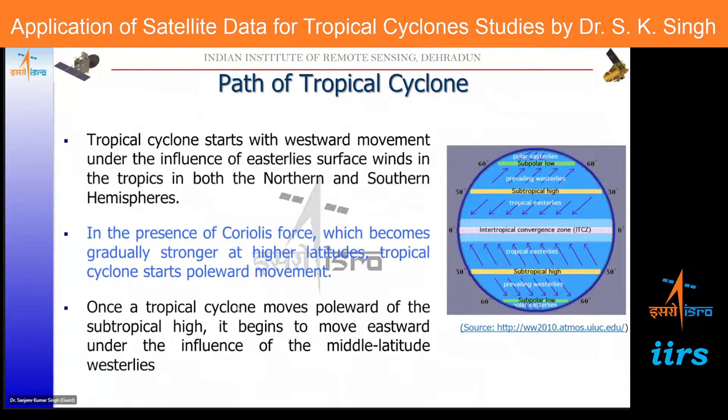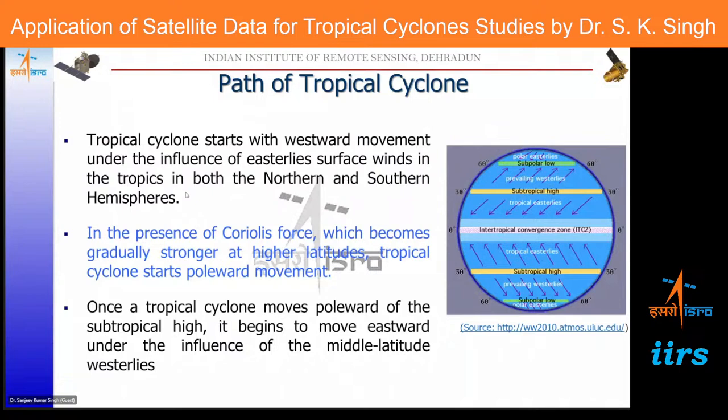So what will be the path when the tropical cyclone has formed? What will be the general path of a tropical cyclone if no major factor contributes? This is the global distribution of the wind. This is the ITCZ, the intertropical convergence zone. This is the subtropical high at plus minus 30 degrees, and at plus minus 60 degrees you can see the subpolar low. Over the tropics, the wind is normally easterly.